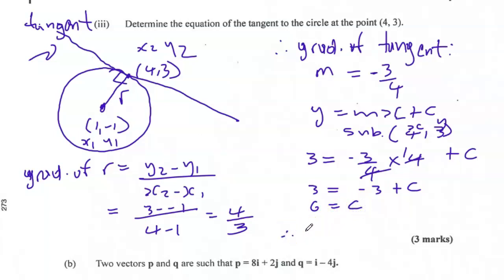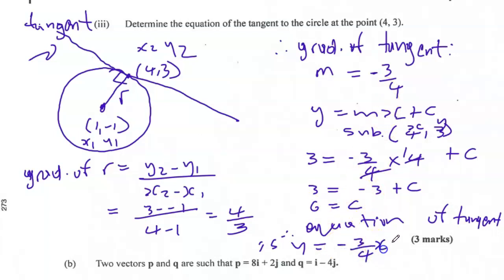So therefore, the equation of the tangent is y equals mx plus c. Now m is negative 3/4 plus the constant there of 6. And one thing we could do is multiply each term by 4. So another form for the equation of the tangent would be 4y equals, multiply this by 4, that's negative 3x, and multiply 6 by 4, that's positive 24. So either form will work for the equation of the tangent.